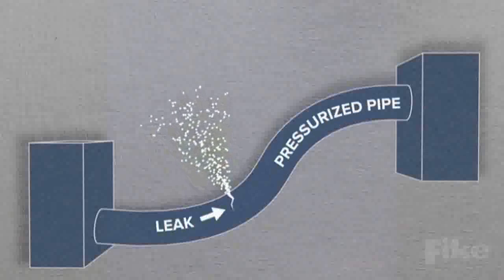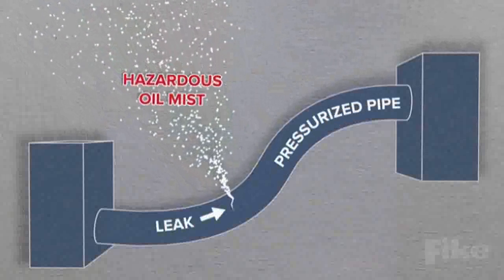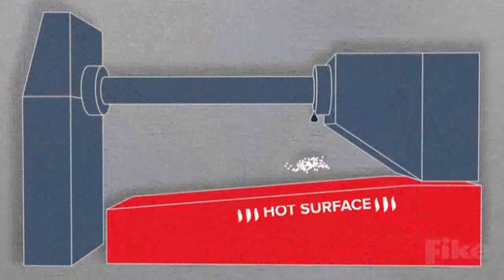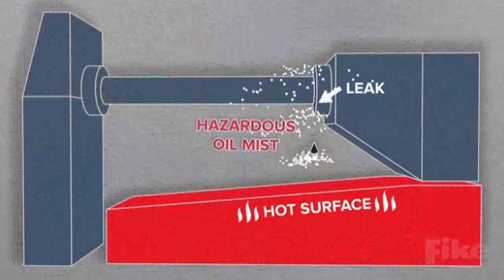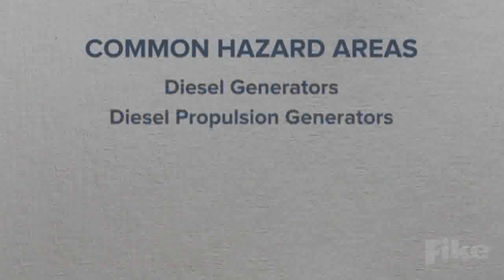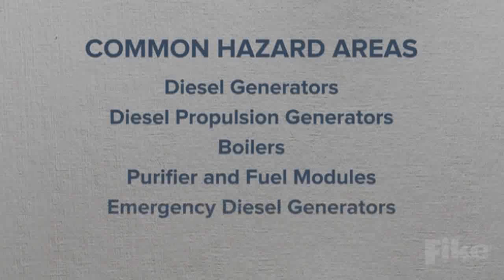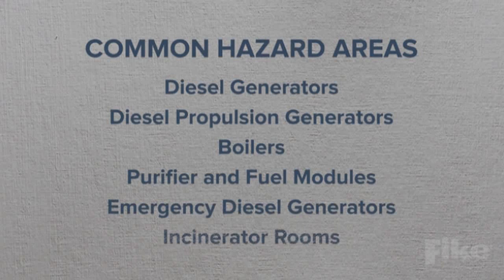Oil mist is generated through minute leaks in oil lines which, under pressure, give off a very fine atomized spray, or when oil hits a hot surface and boils, generating a mist. Common hazard areas include diesel generators and diesel propulsion generators, boilers, purifier and fuel modules, emergency diesel generators, and incinerator rooms.